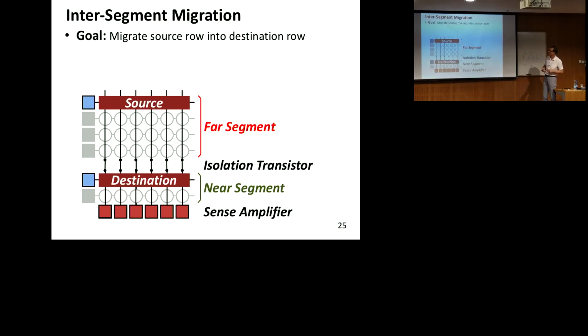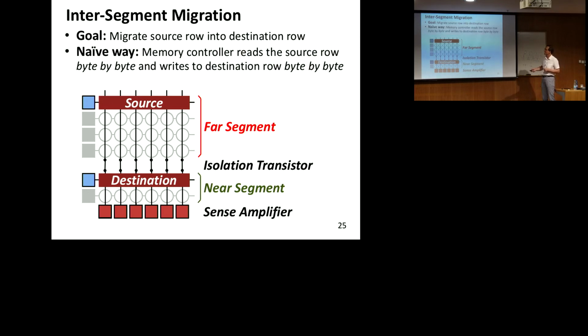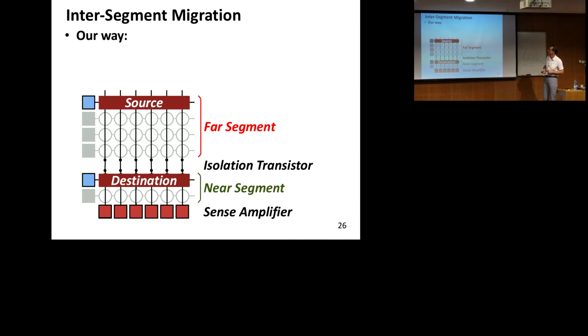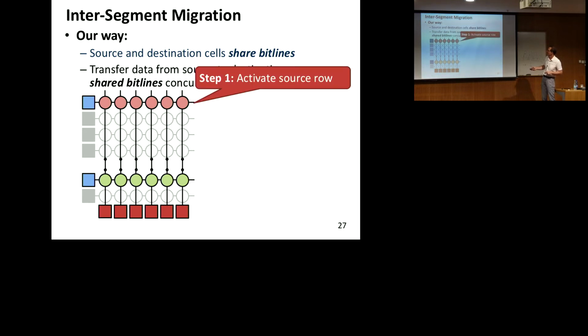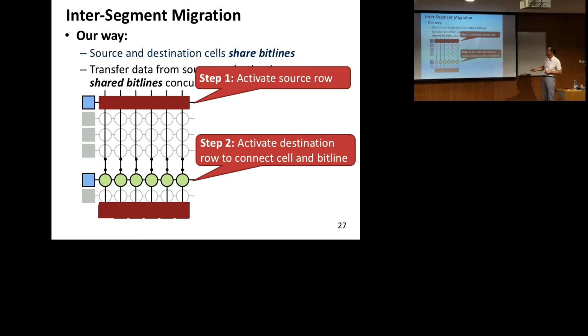Let's look at this first challenge over here. I think we already know. Migrate the source row into the destination row. This is the far segment. This is the isolation transistor. This is the near segment. If you want to access something over here, and if you decide to move it over here, you want to do the copy. How do you do that? Well, the naive way is going through the memory controller, but that's terrible. You don't want to do that. So the way is really that source and destination cells share the bit lines. So you basically activate the source row through the shared bit lines, which brings the data into the row buffer, and then activate the destination. So it's basically RowClone employed across the segments.